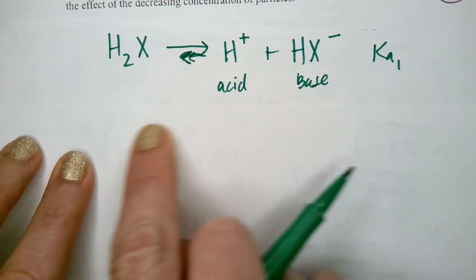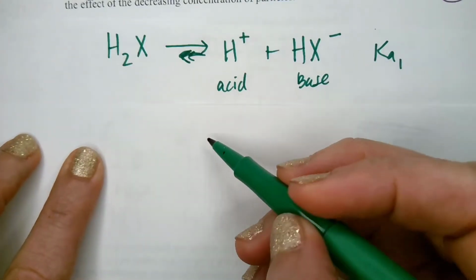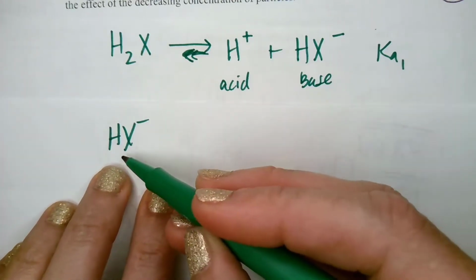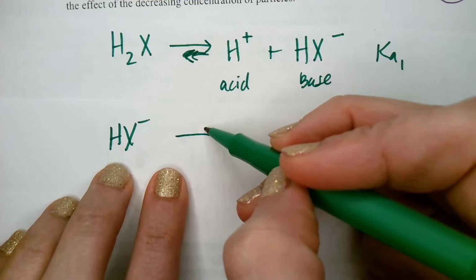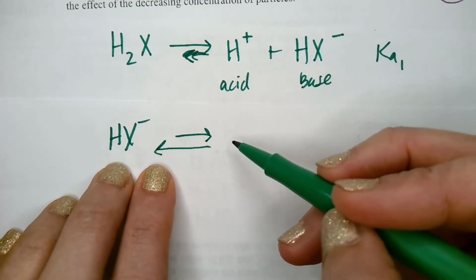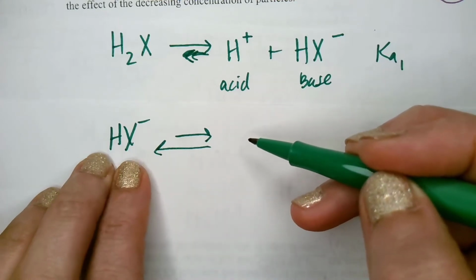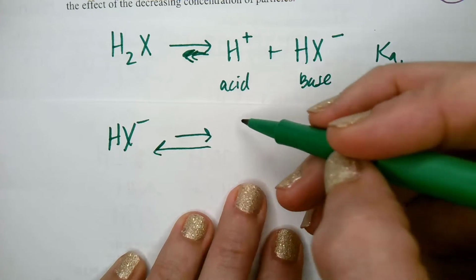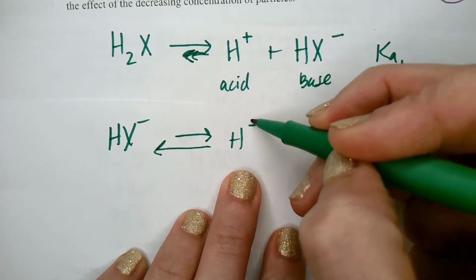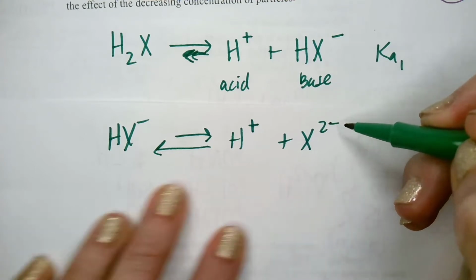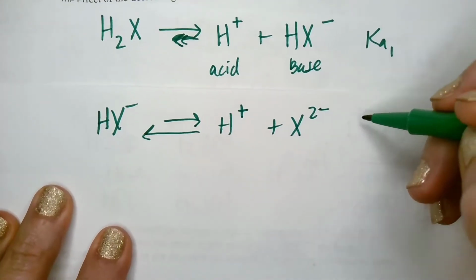This conjugate base then, to remove that extra proton, becomes our acid over here. And when we go to remove it, we're going to actually have a greater arrow going to the left because it's wanting to stay in its molecular form over here. And we'll break apart the H plus and the X2 minus. And this will give us our Ka2 value.